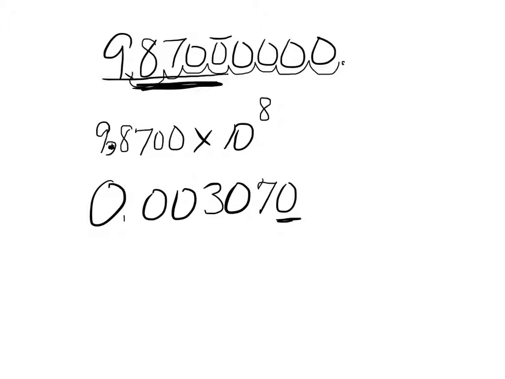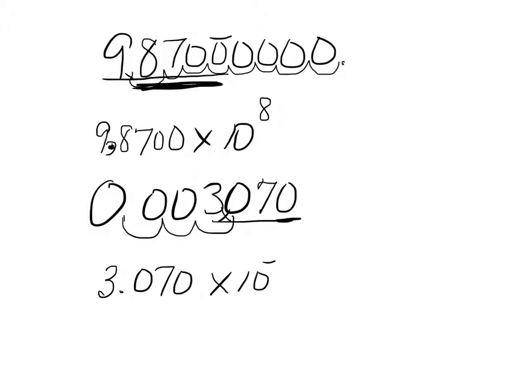Again, this 0 here at the end is a sig fig, so all of these numbers have to be in my m value, so 3.070. And again, I only have to count how many places it takes me to get the decimal between the 3 and that first 0. So 1, 2, 3 times 10 to the negative third.